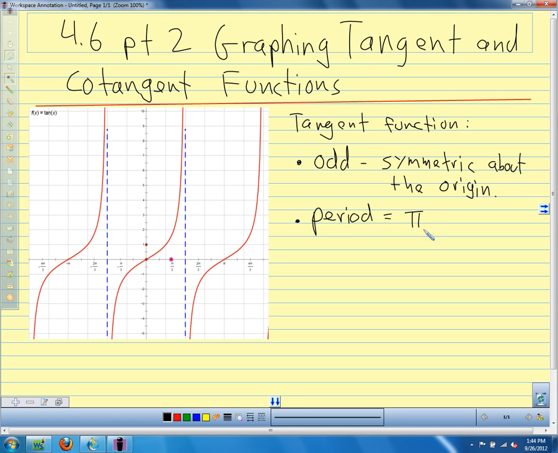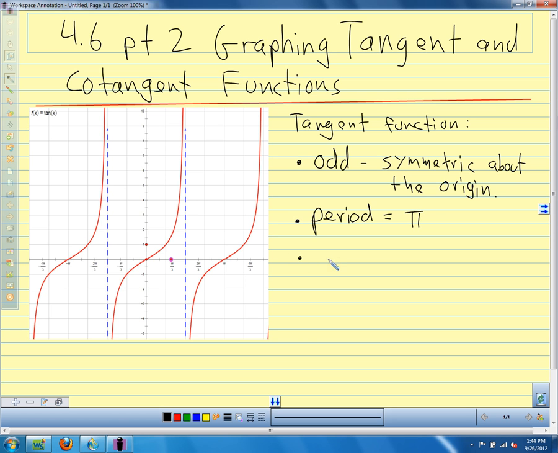The period of the tangent function is pi. So we can see that every pi units here, my graph is repeating. I'm at 0 at 0, 0, and I'm at 0 again at x equals pi. So my graph repeats every pi units.